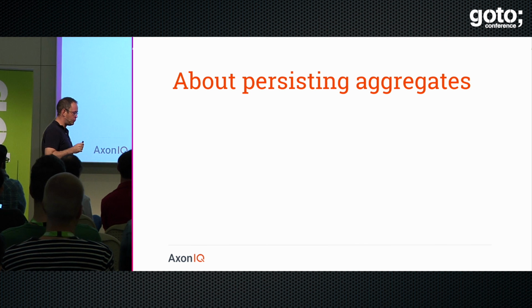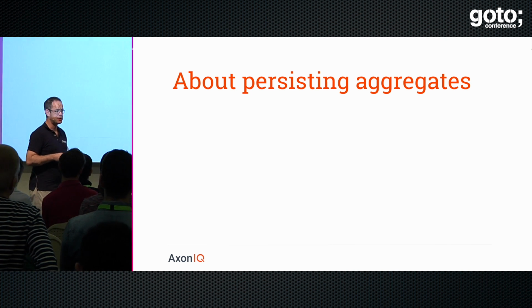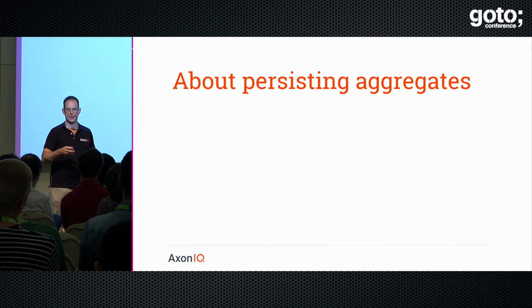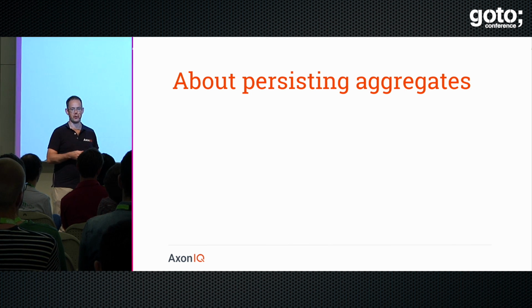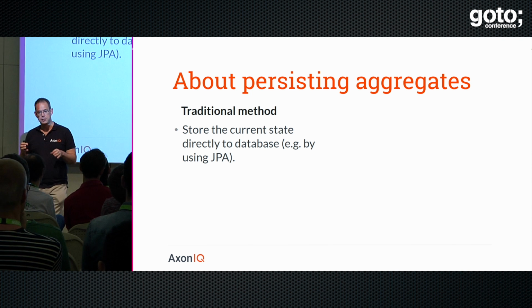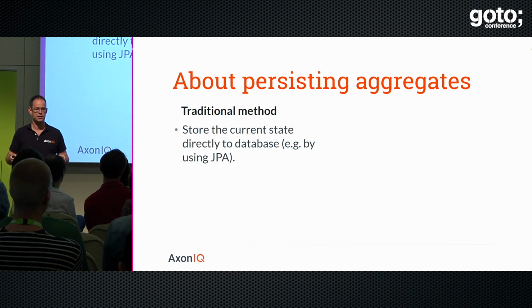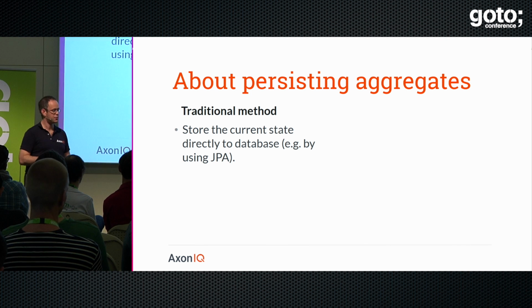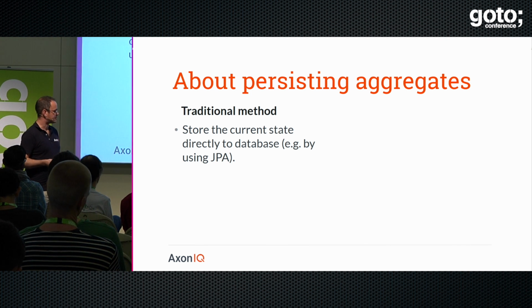Now, one thing where you have a choice in this model is how to persist aggregates. So these aggregates are persisted in the command model, and they're being read back, of course, whenever a new command needs to be processed. Now, the traditional way of doing that would be just to persist the current state into a database. And in Java, many people would use JPA. Other approaches are possible as well, of course. But it's always the current state.